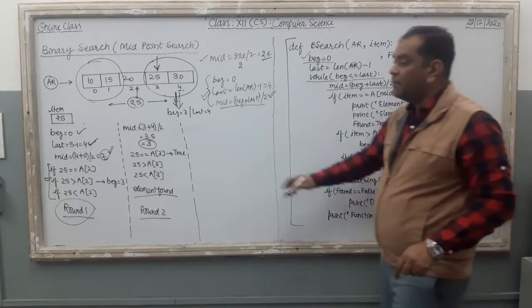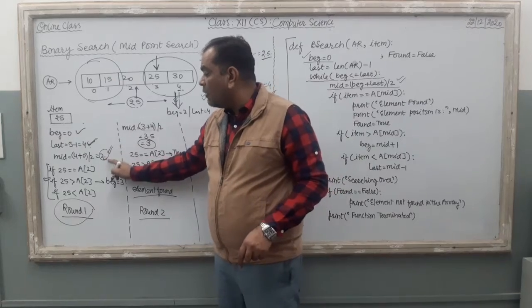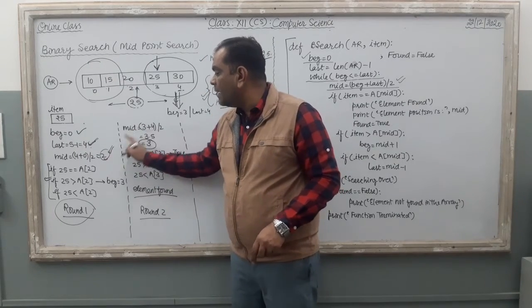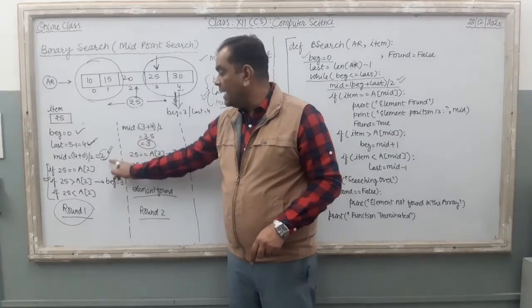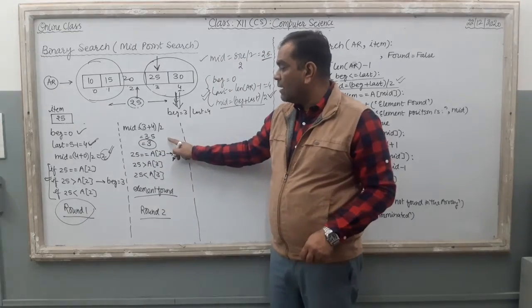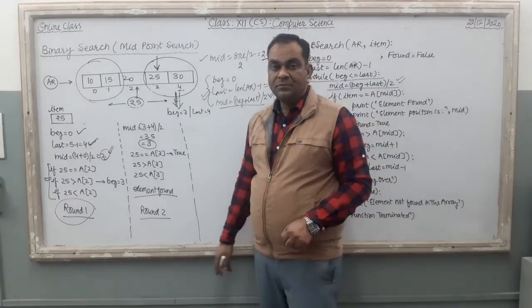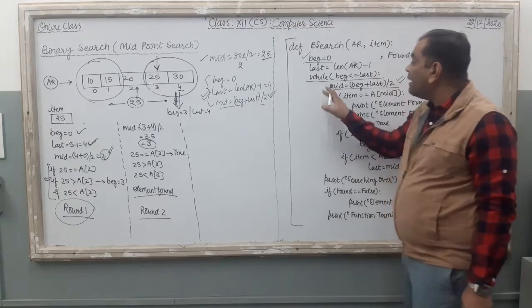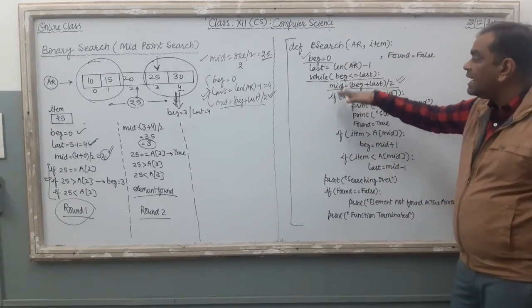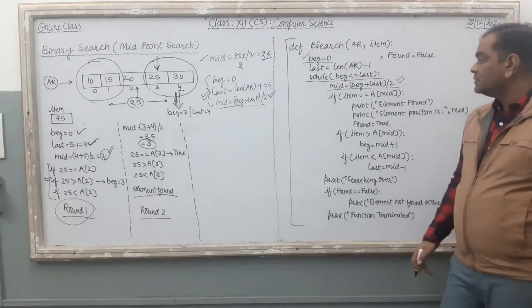Why is it written there? Because in each and every round we are going to calculate the middle value again and again. Here the middle value is 2, in round number 2 the middle value is 3. So the mid formula is written inside the while loop. Right?